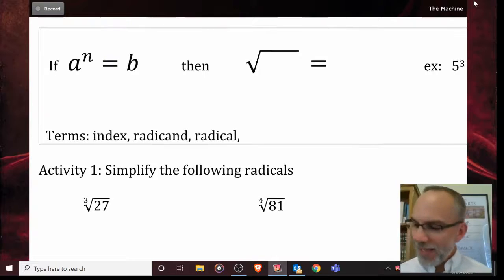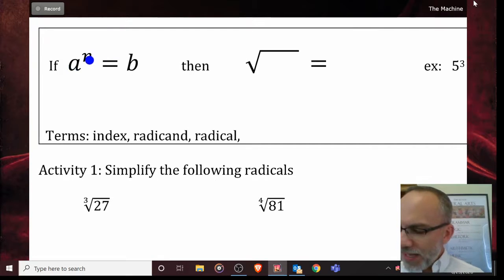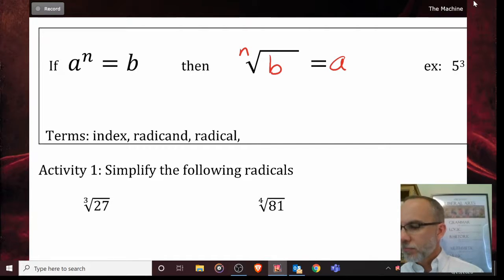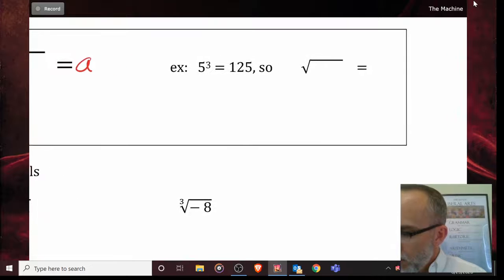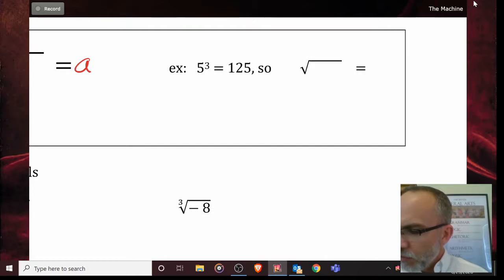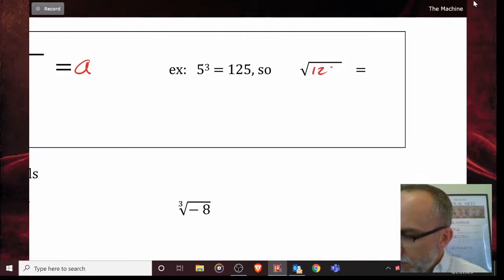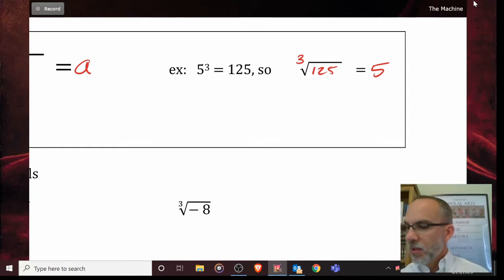Okay, so now here's the general principle. If I said that a raised to the nth exponent is equal to b, then to reverse the process, I would say this: if I take b as my radicand and I do the nth root of it, that's equal to a. For example, if 5 cubed is 125, how do I reverse it? The 125 goes here, and this would be the cube right there, and the answer is going to be 5. So the cube root reverses the process that the cube exponent originally did.